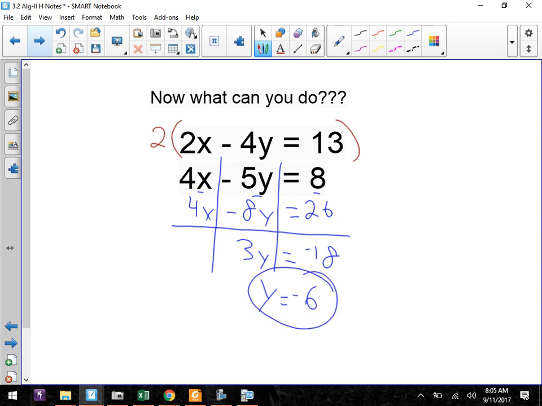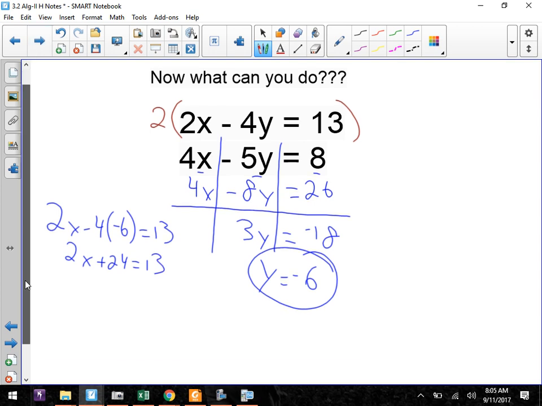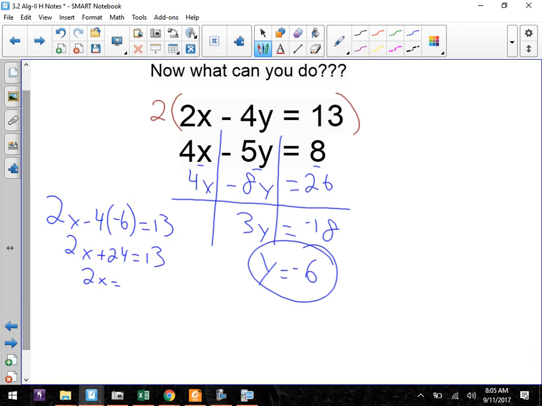And then, does it matter which one you go back to substitute in? Nope. So if I go back and just do 2x minus 4 times negative 6 is 13. 2x plus 24. Subtract over. Negative 11. So you're ordered here.